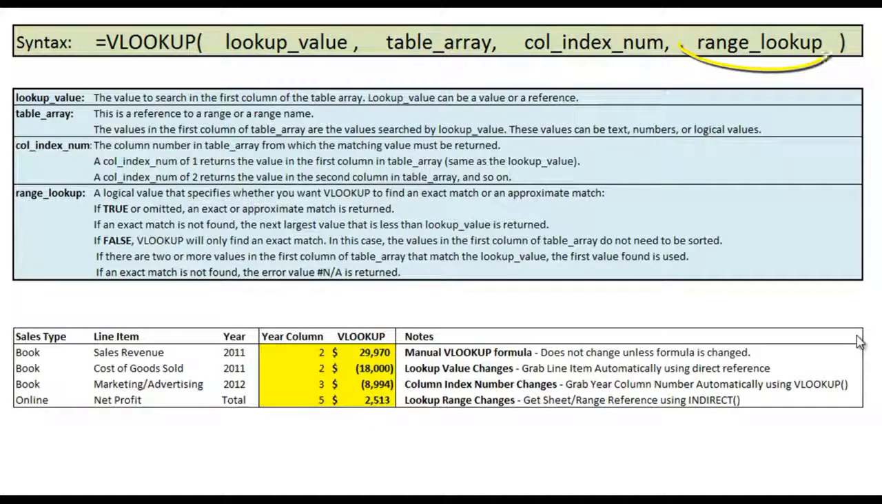And lastly, we have range lookup, which is a true or false that dictates whether VLOOKUP should find the exact match, which would be false, and therefore it will go through the entire list to find the match, and your data does not need to be sorted. If there is more than one match when looking it up, the first one found will be used. If you leave it true, the table that you're referring to should be sorted alphabetically because it will find the closest match in alphabetical order to what you're searching for. And I'll show you an example of that in just a second.